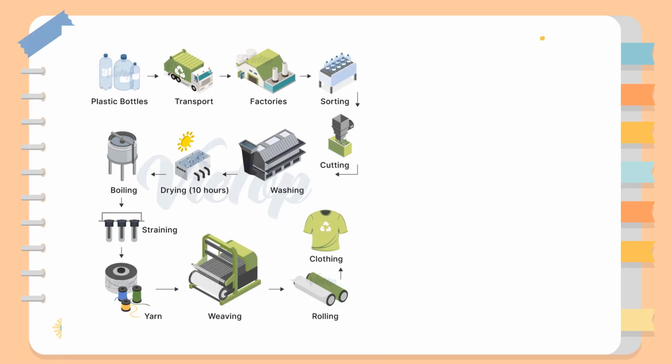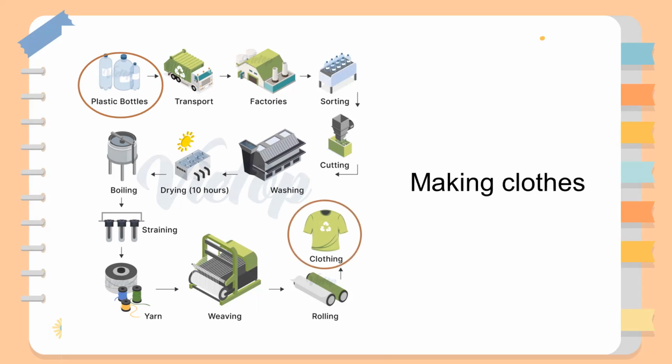Okay, the first could be collecting plastic bottles, and the final could be making clothes, like the green clothes, green t-shirts that you illustrate here. Products. Okay, so fantastic. Then we just realized that the first step is from plastic bottles and the product is clothing. So this is the process of making clothes.